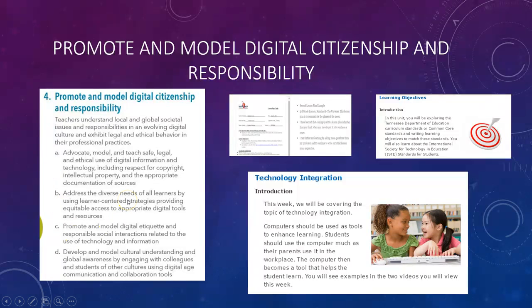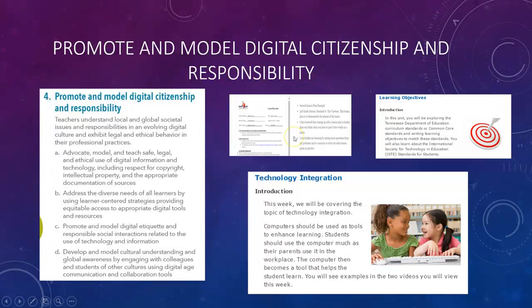They address the diverse needs of all learners by using learner-centered strategies, providing equitable access to appropriate digital tools and resources. They promote and model digital etiquette and responsible social interactions related to the use of technology and information. And they also develop and model cultural understanding and global awareness by engaging the colleagues and students of other cultures using digital age communication and collaboration tools.